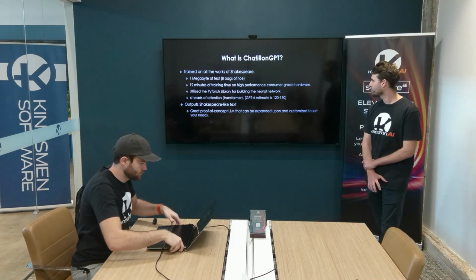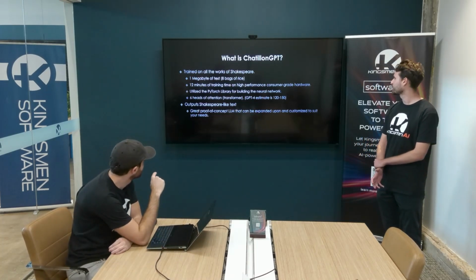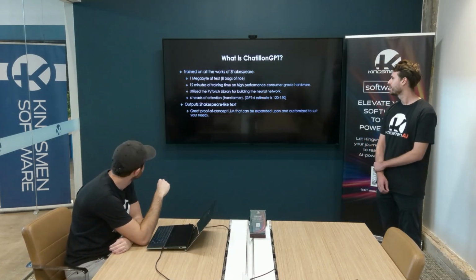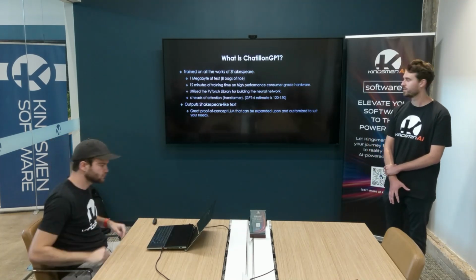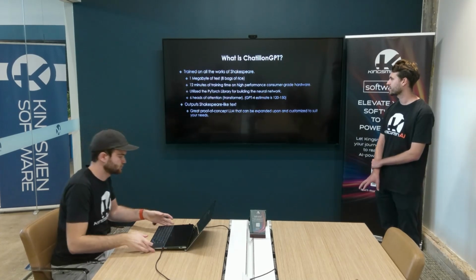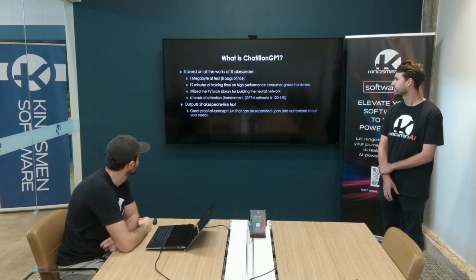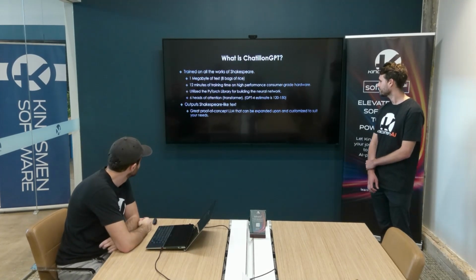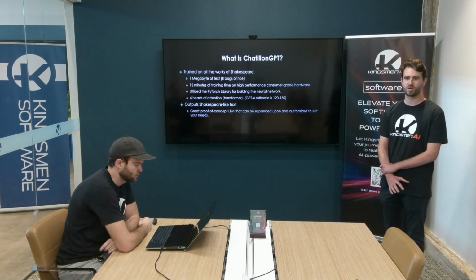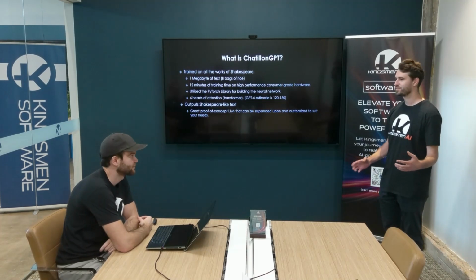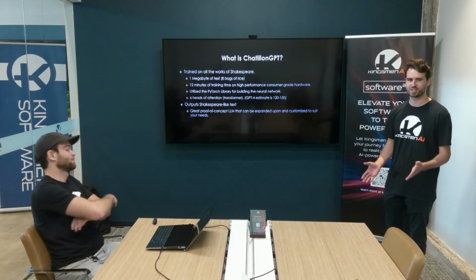It took about 12 minutes of training time on high-performance consumer-grade hardware. Jacob utilized the PyTorch library for building the neural network out. It has about 6 heads of attention, the transformer, and GPT-4's estimate is around 120 to 150, so it's really, really tiny. Right, yeah, so there's a big difference here between the two.